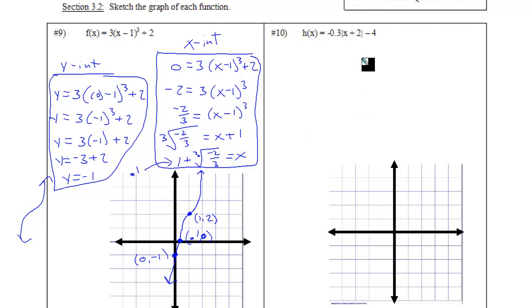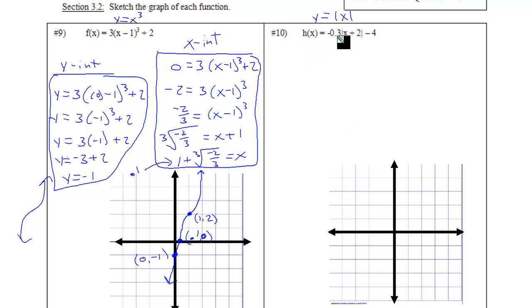This is the parent function of y equals the absolute value of x. I should have mentioned here on number 9, this parent graph is y equals x cubed. This is y equals the absolute value of x. You should know what that looks like. If you don't, you're in quite the pickle right now, because that's something that was expected for you to know from beta 2, I believe.